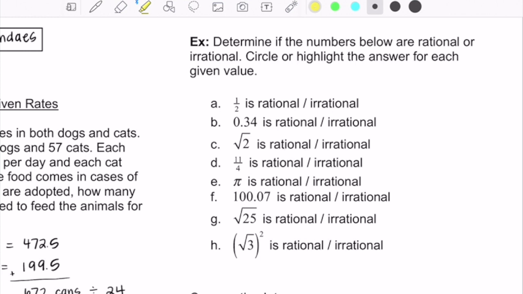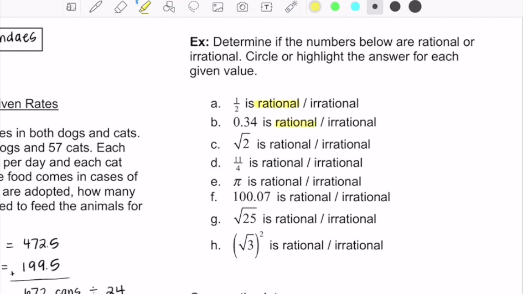So here on the next example, it says to determine if the numbers below are rational or irrational. So we're going to go back to the definition to help us out with these. 1/2 is written as a fraction, and so that is a rational number. 0.34, it's a terminating decimal. It's a decimal that finishes, and so that makes it be a rational number.